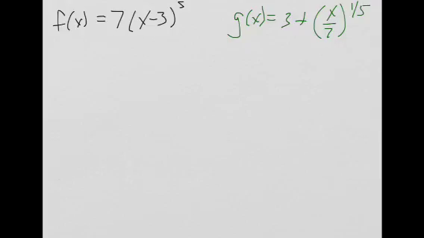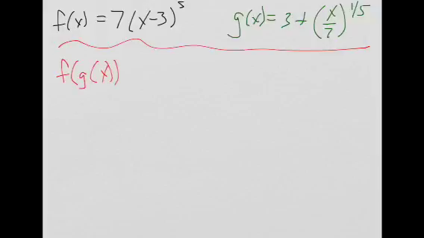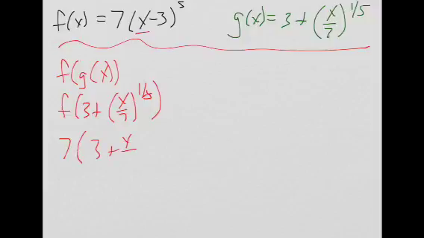So let's look at another example, this time with some power functions. Here, f of x is 7 times (x minus 3) to the 5th. G of x is going to be (3 plus x over 7) raised to the 1/5 power. Let's show that these two are inverse functions. So again, I'm going to start with f of g of x and just do this composition. So that's going to be f of (3 plus x over 7) to the 1/5 power. I plug that in place of my x, so I get 7 times ((3 plus x over 7) to the 1/5 minus 3), and raise all that to the 5th power.